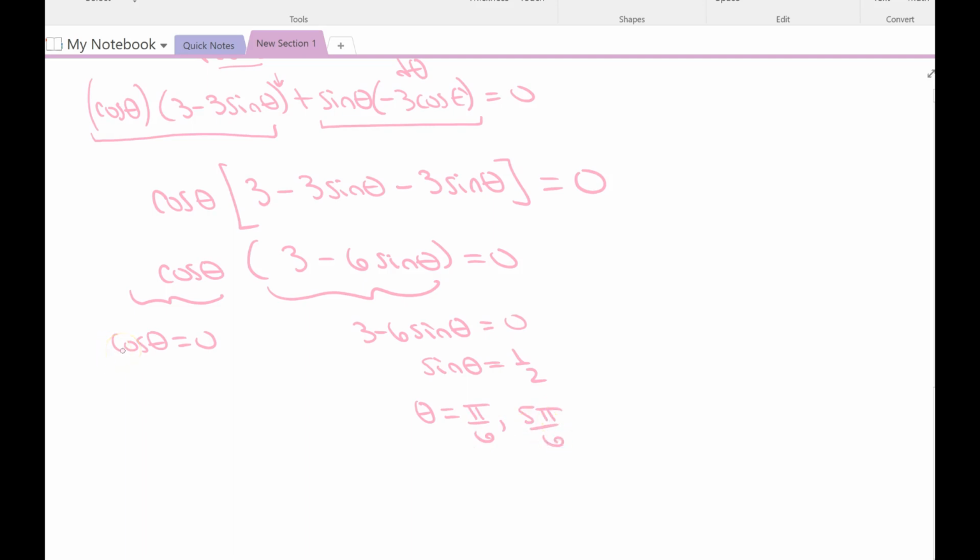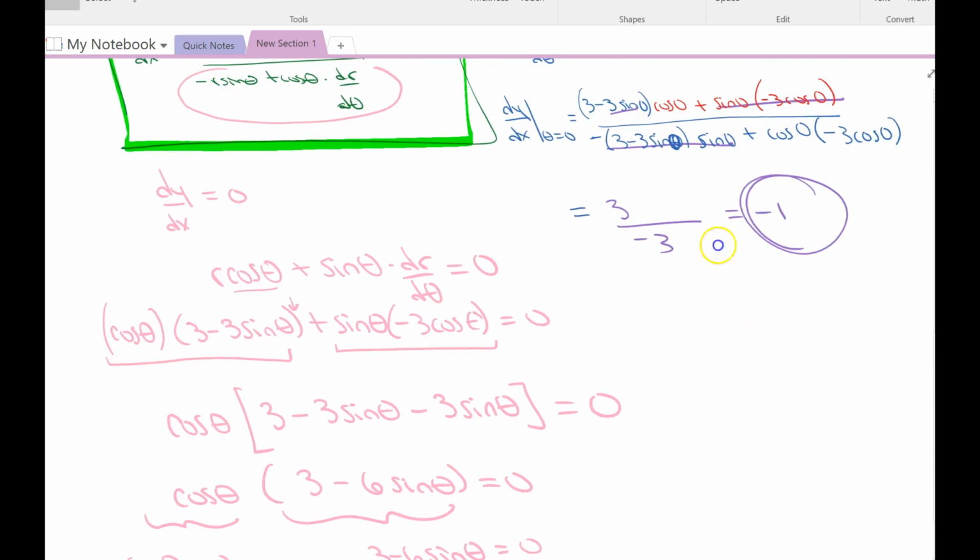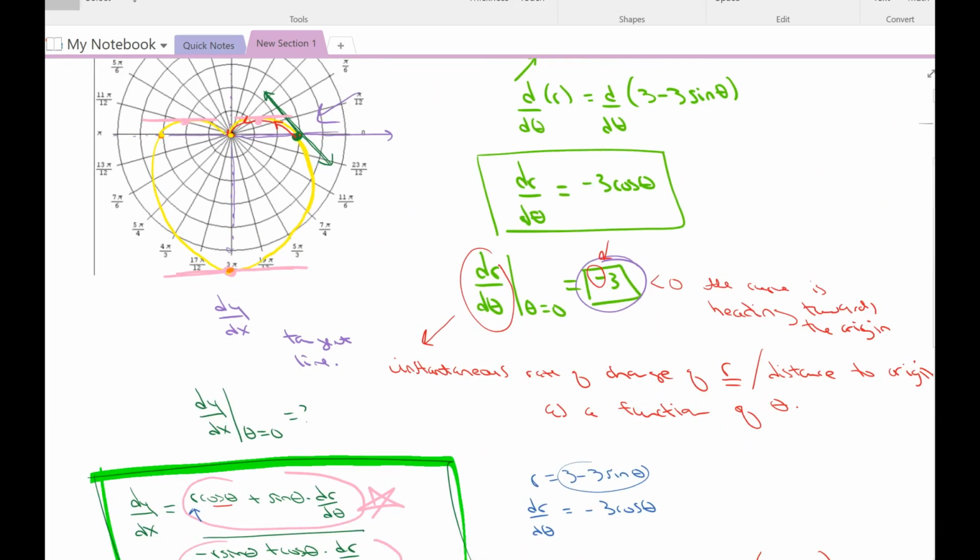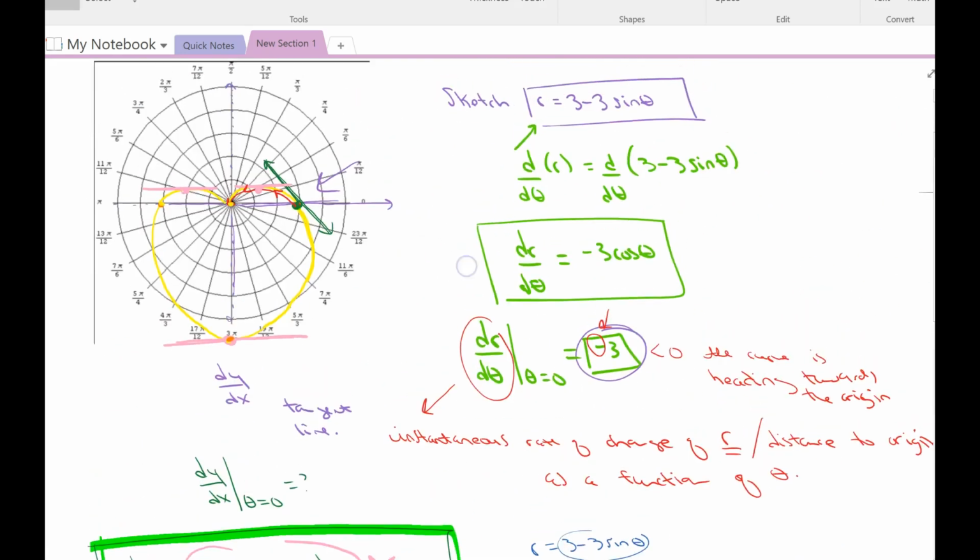And cosine of theta equals 0 at pi over 2 and at 3 pi over 2. Now, let's take a look. Theta equals pi over 6 and 5 pi over 6. That seems reasonable with accuracy. Take a look at this.